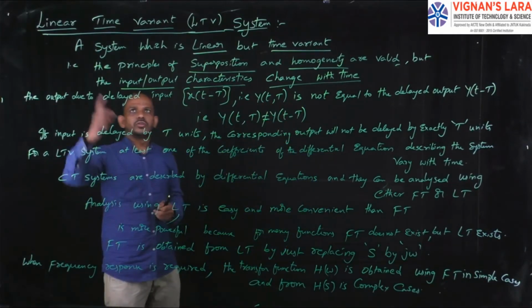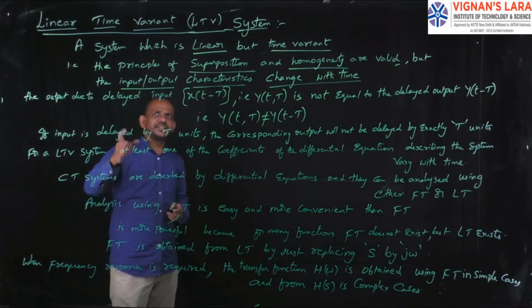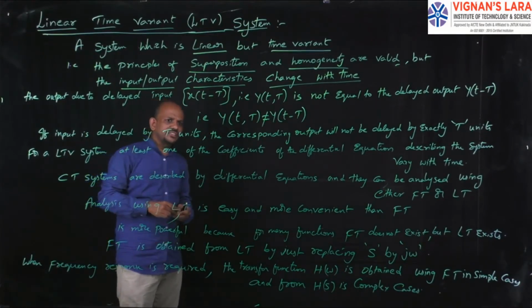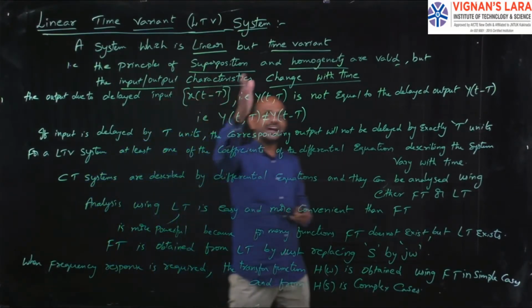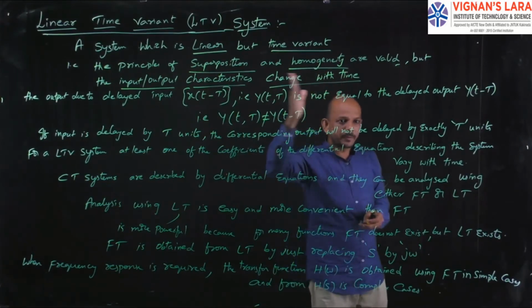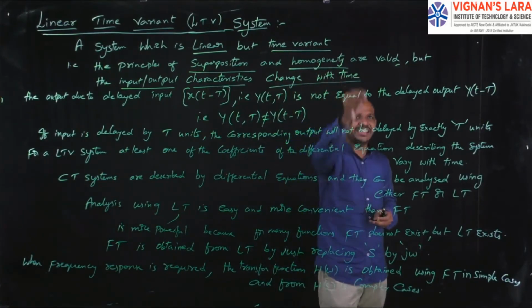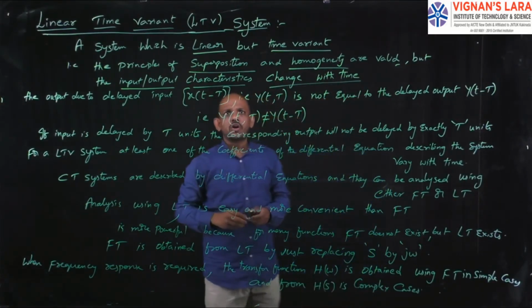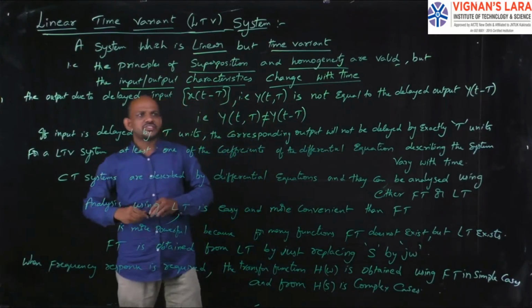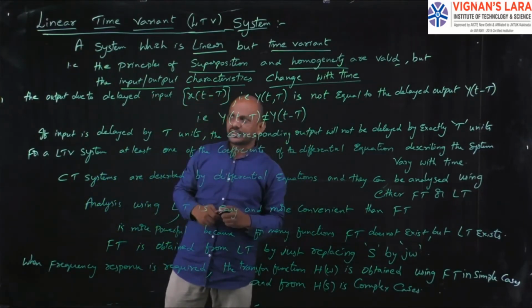So if you want to say a system is a linear time variant system, it has to satisfy the principles of superposition and homogeneity. Superposition and homogeneity principles are valid, but the input output characteristics change with time.